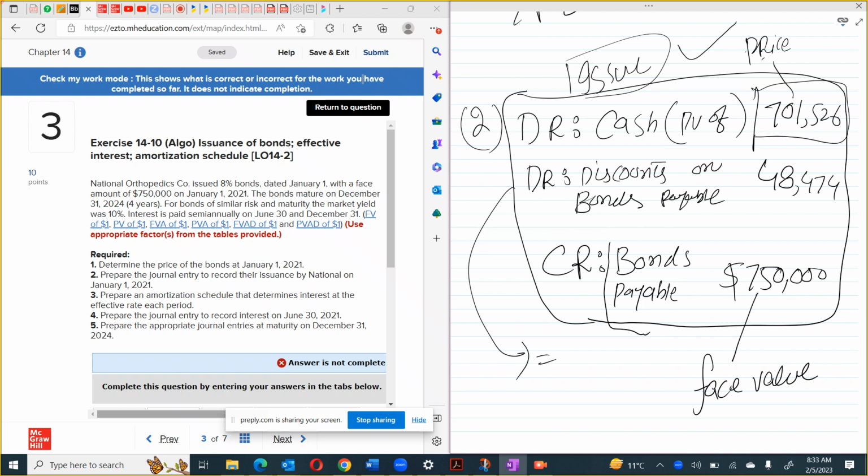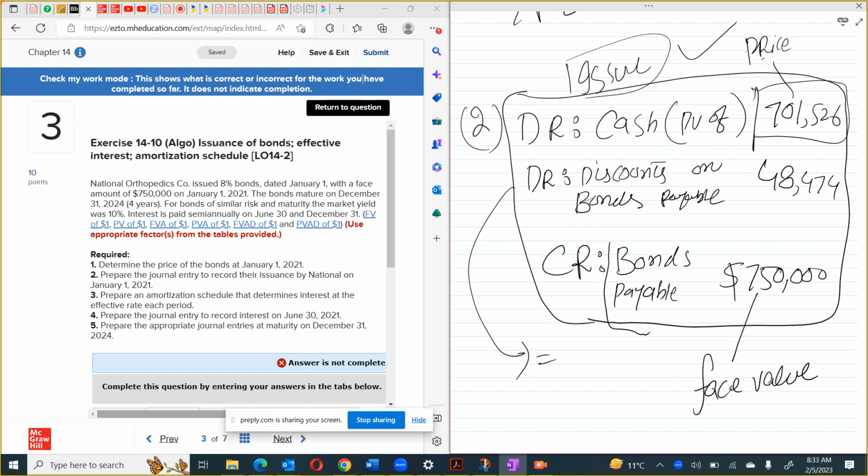This amount is the present value of interest, and this amount is the present value of principal. Now see, the present value is 735,533. The face value is 700,000. So now the bond is issued at premium.